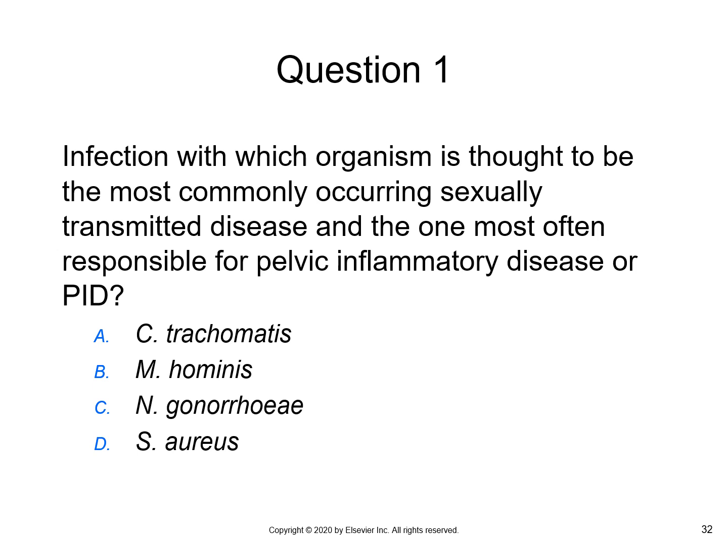Question one: infection with which organism is thought to be the most commonly occurring sexually transmitted disease? The answer here is A, C. trachomatis. And that is the summary of chapter 52.